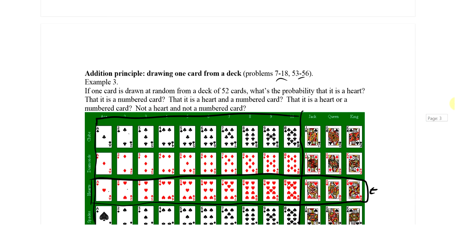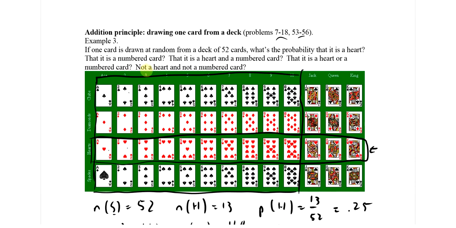And lastly, what's the probability of getting a card that's not a heart and not a number card? Well, which cards are not hearts and not number cards? Clubs, diamonds, and spades, those are cards that are not hearts, right? So we're looking at these cards. Not numbered cards, well, these are all numbered cards, so we don't want to look at those. So it's just these and those. These 9 cards are the cards that are not hearts and not numbered cards, right? And so there's 9 of them.